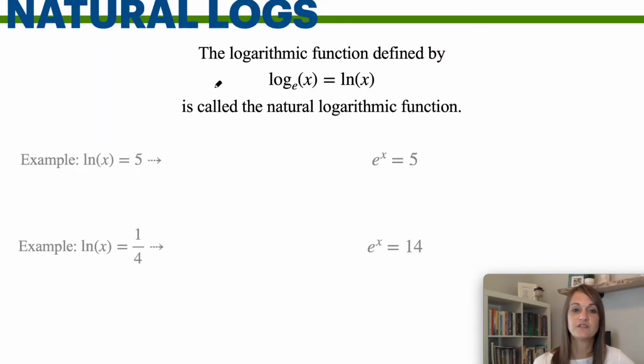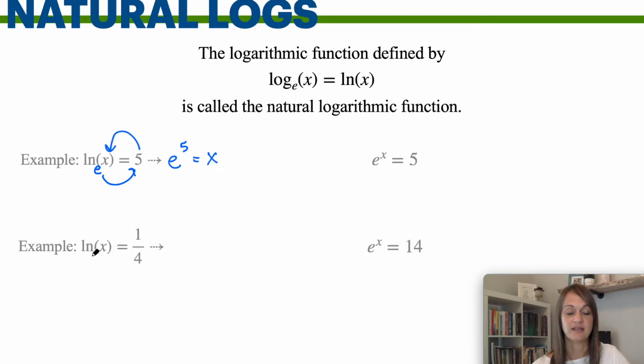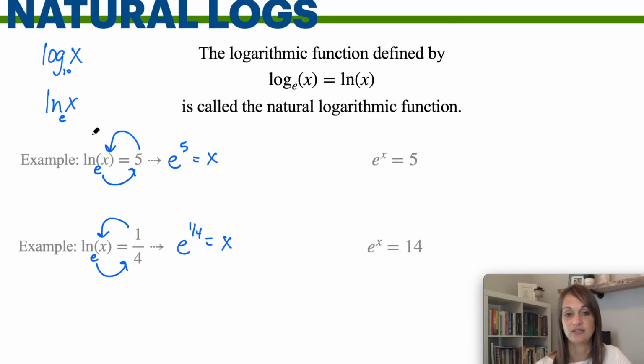The logarithmic function defined by log base e is actually called the natural log function. So for example, this natural log basically has an understood e as a base, so it would be e raised to the 5th power, and that would equal the inside, which is x. Same thing. The natural log has an understood e, so it'd be e raised to the 1/4, and that would equal what is on the inside. So just like log of x has an understood 10, natural log of x has an understood e.